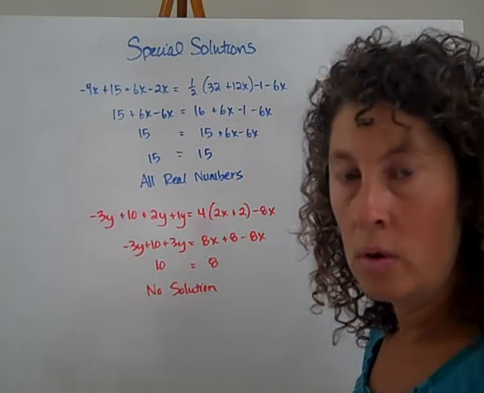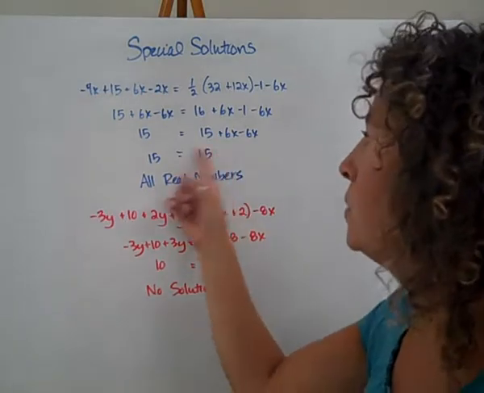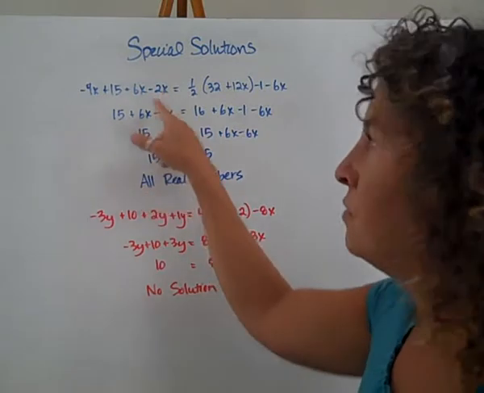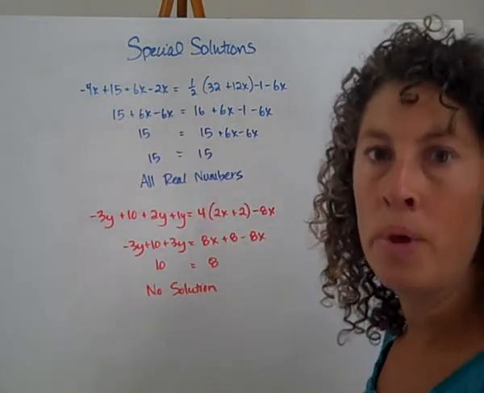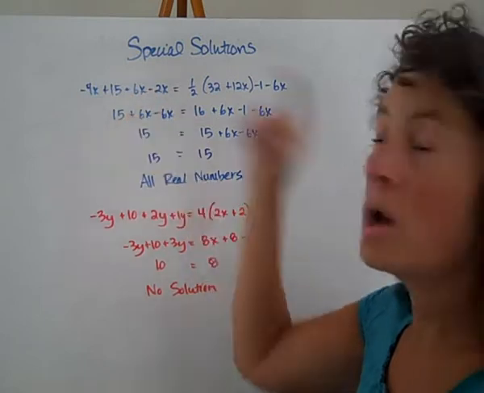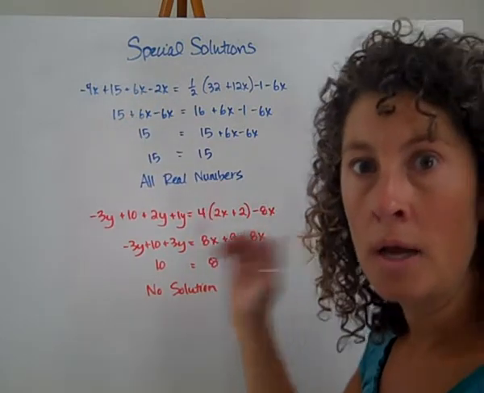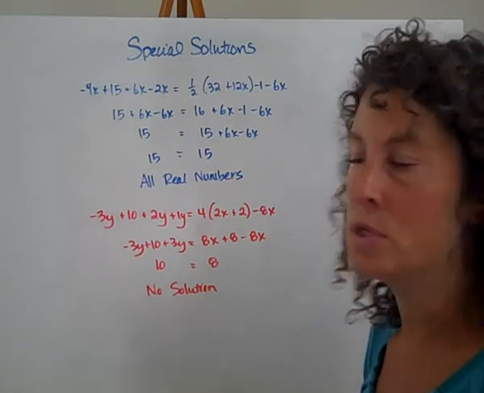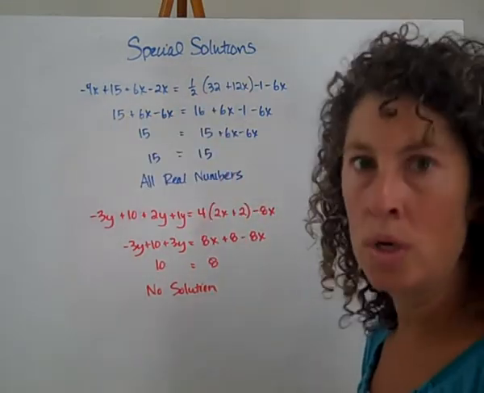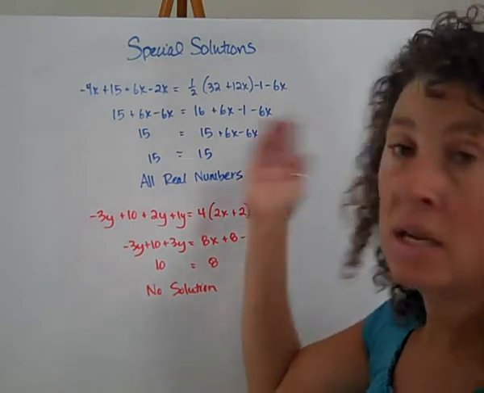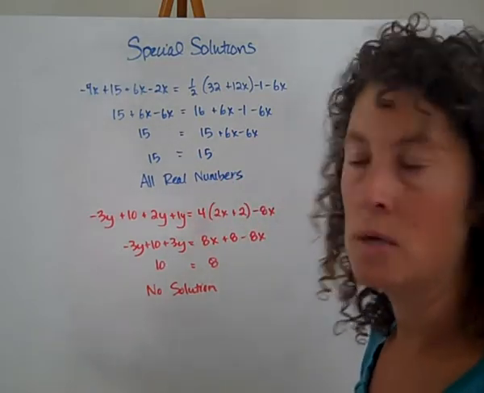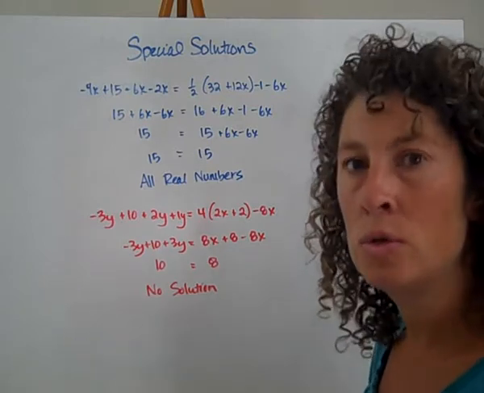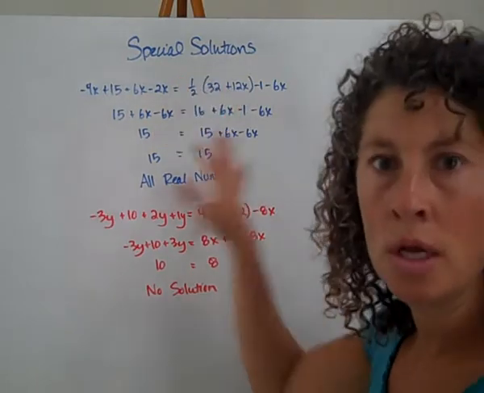My variable's gone. Like, it's gone. And I've ended up with two sides that are equal to each other. So what that means is that it really doesn't make any difference what number I pick for my variable. If I picked 1 and plugged that in here, 1 would work. If I picked 10, 10 would make the two sides equal to each other. If I picked 20, 20 would make the two sides equal. If I picked negative 1,000,000, it would make the two sides equal. So the solution to this is all real numbers. Pick any real number that you'd like, plug it into this equation, it's going to work.